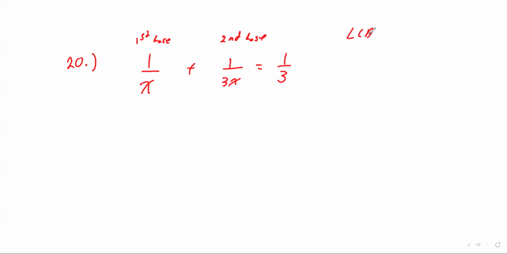And for your least common denominator in this situation, realize that you have x, 3x, and 3. So they have an x and a 3 in common. So your least common denominator would just be 3x. You could technically multiply by 9x squared. That would be a common denominator, but not the least common denominator. So I'm going to multiply everything by 3x.